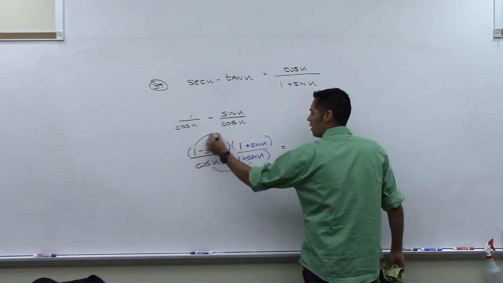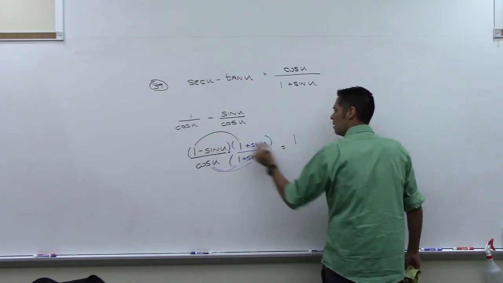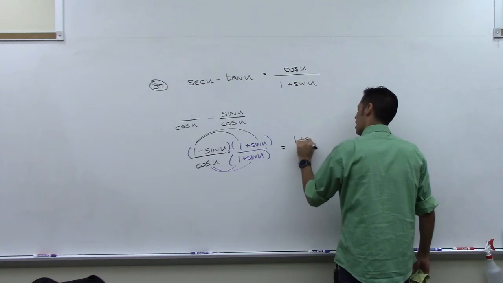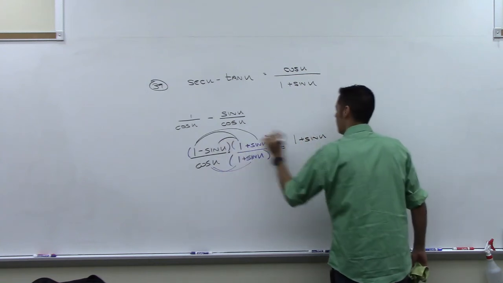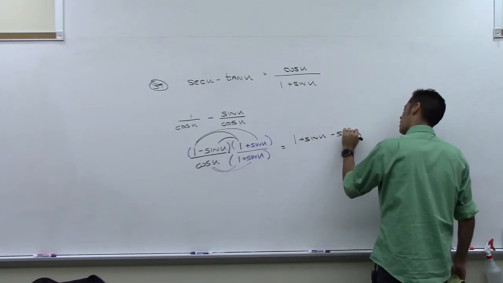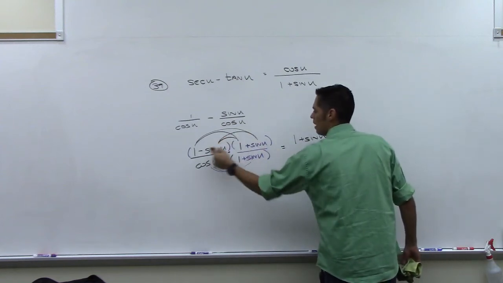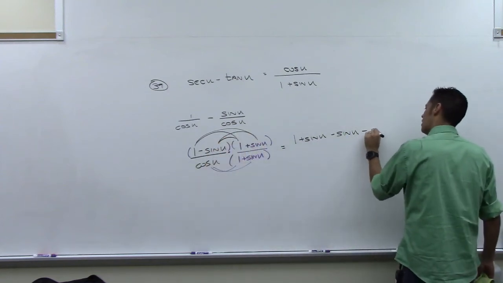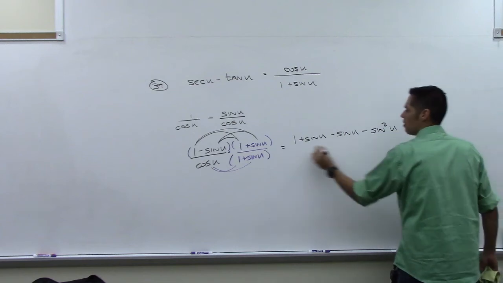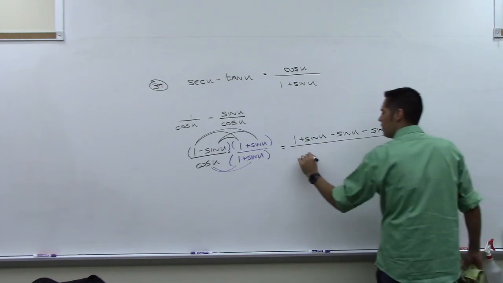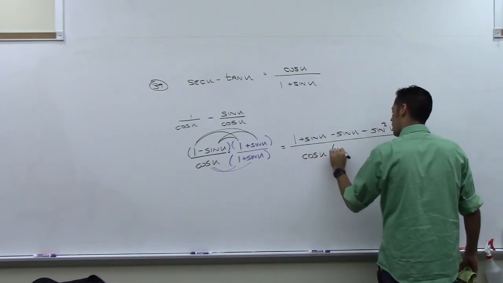When I do my FOIL here, 1 times 1, that gives me 1. And then I do this one, I get plus sine u. And I do this one, I get minus sine u. And then the last one, it's a negative times a positive, so I get minus sine squared u. And that's all over my denominator, which I said I'm going to hold off on. I'm not going to multiply that out.